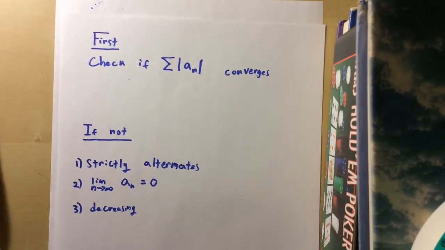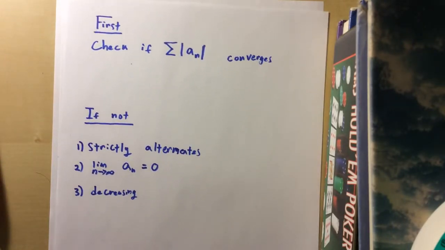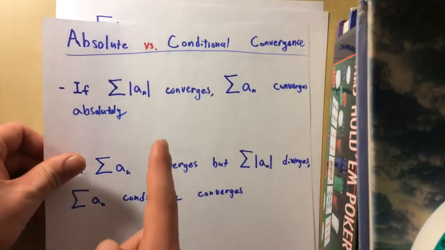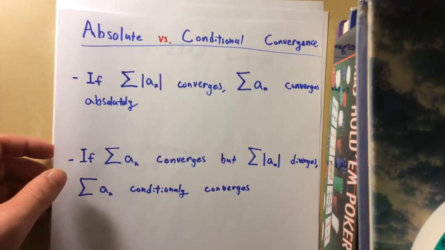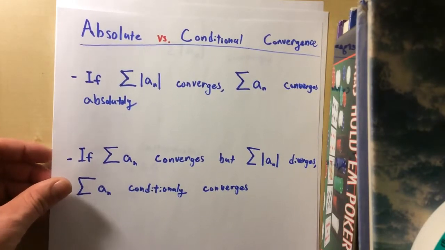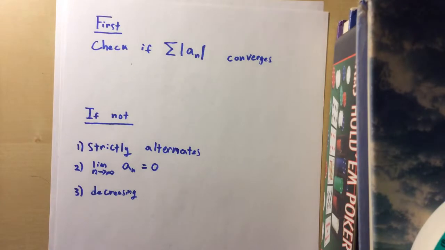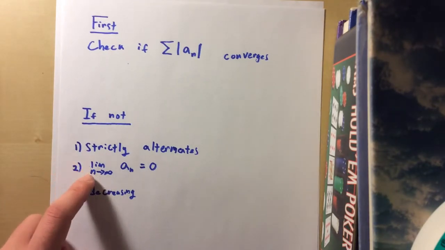The first thing you do is you want to check if the absolute values of the terms, if we sum those up, if it converges. If we go back here, if it converges, well, that tells us that our series converges absolutely, and that's it, we're done. If it doesn't, then we check for conditional convergence.